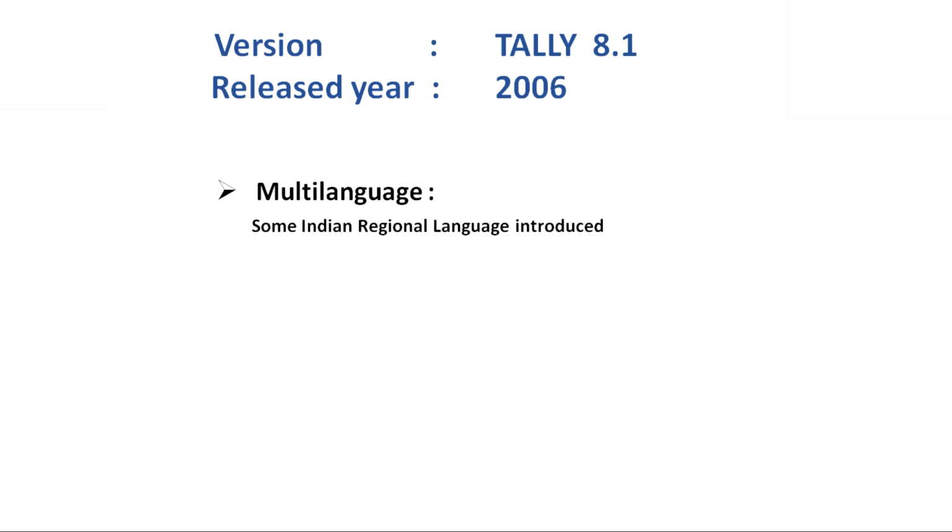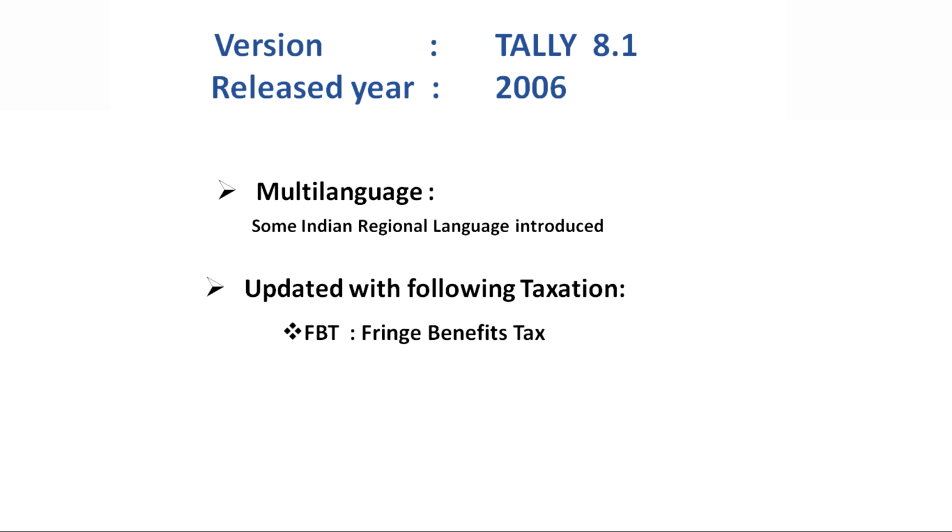In Tally 8.1, almost all Indian regional languages were introduced in this software, and they also came with taxation like FBT, Fringe Benefit Tax, VCD, VAT Composite Dealer, ED, Excise Dealer. So all this taxation was implemented in Tally 8.1.